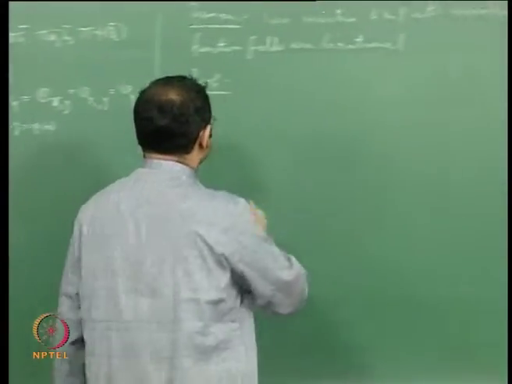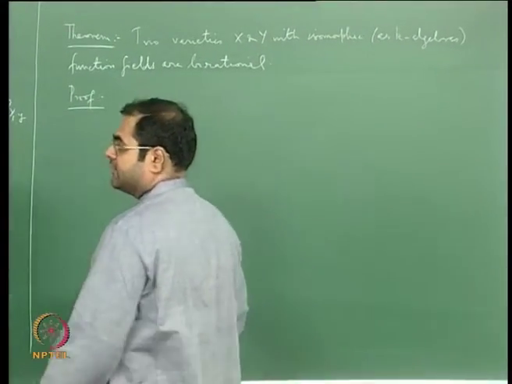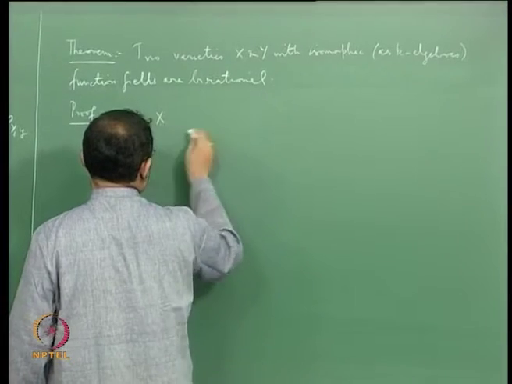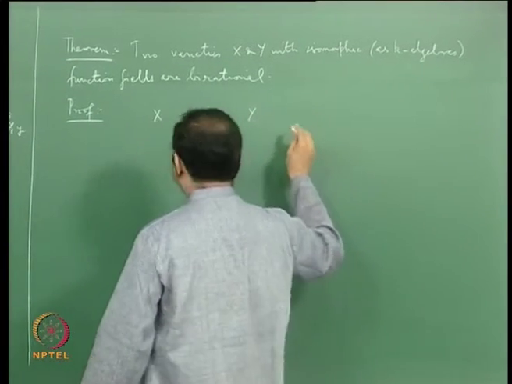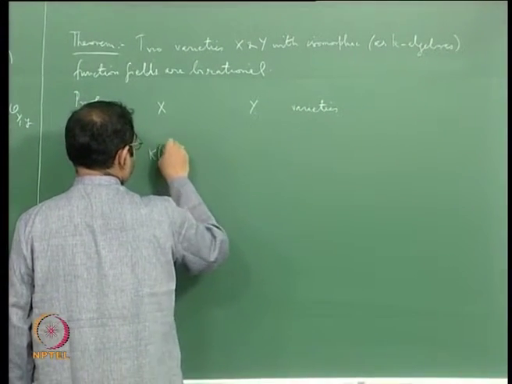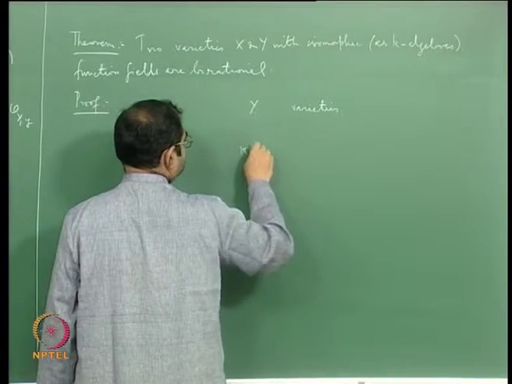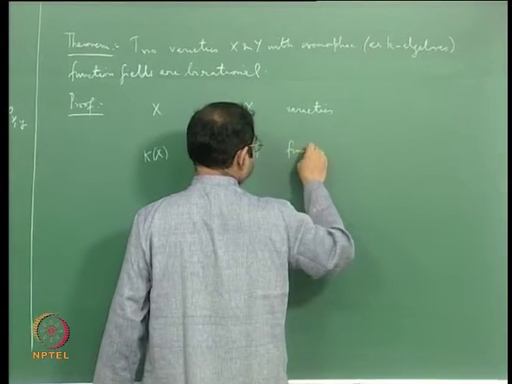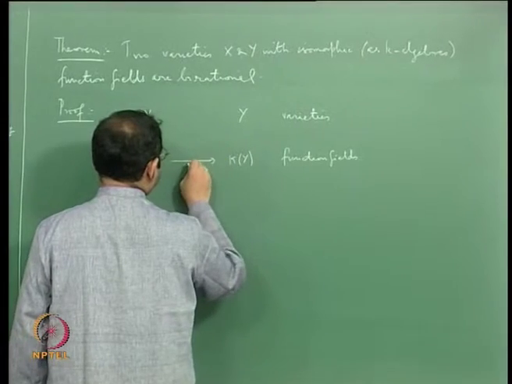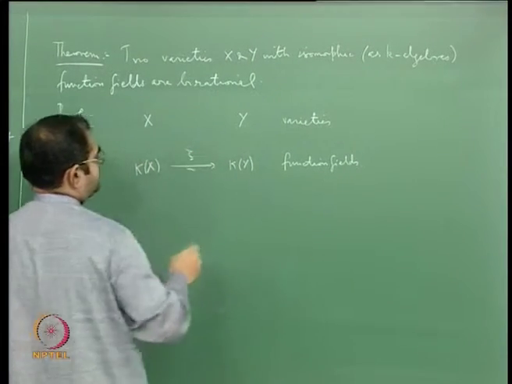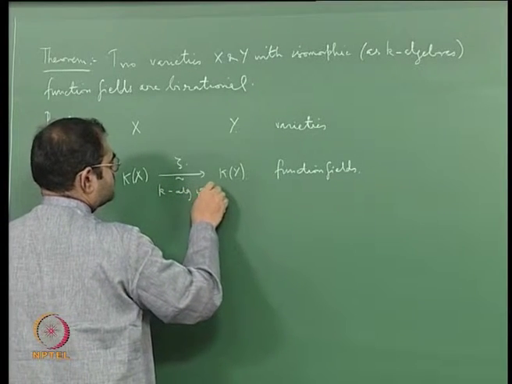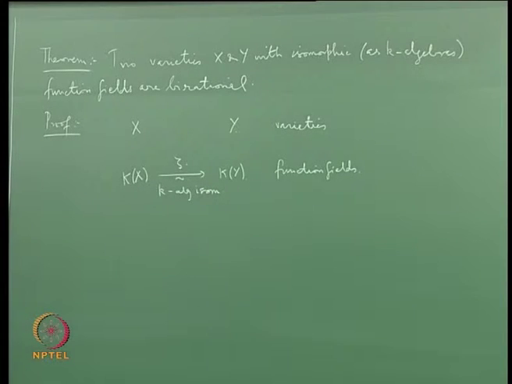So what you do is, I have X and Y varieties, and I have Kx and Ky, the function fields, and I am given an isomorphism, let me call this zeta. This is a K algebra isomorphism. So I have a K algebra isomorphism between the function fields of two varieties.